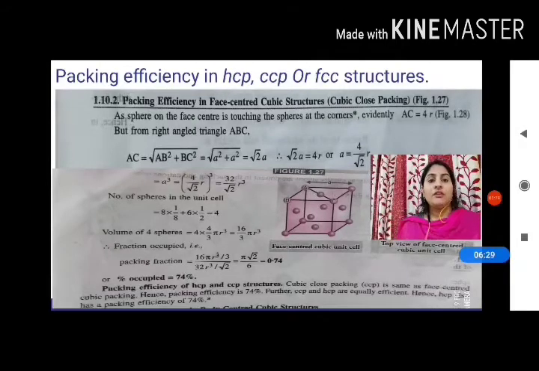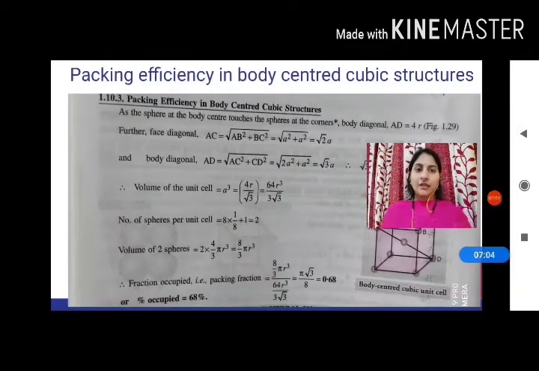Packing fraction would be the number of atoms per unit cell times the volume of the sphere, upon the volume of the cube. The volume of the cube we have already found out: 32 upon root 2 r cube. The volume of the spheres is the number of atoms per unit cell times the volume of one sphere, that is 16 pi r cube upon 3. So it would be equal to 74%. So here is the packing efficiency in the face centered cubic structure.